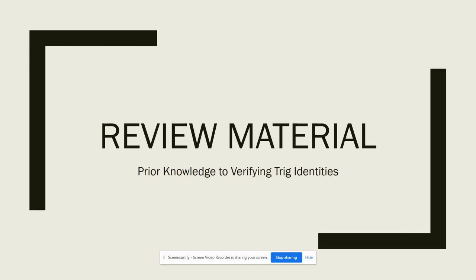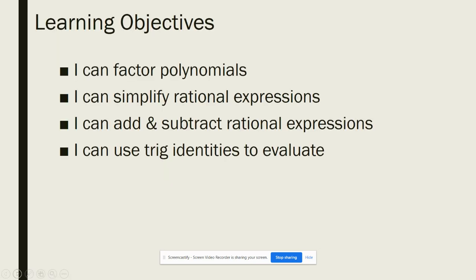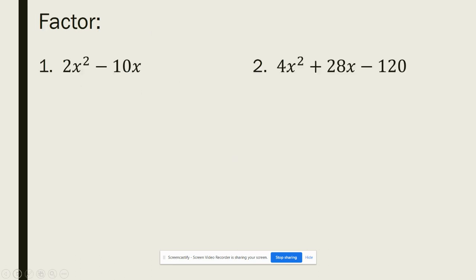Today, we're going to spend our day reviewing some material that's going to help us with this prior knowledge to verifying trig identities. So some of the topics that are going to help us with this are factoring, simplifying rational expressions, adding and subtracting rational expressions, and then just reviewing trig identities, which help us evaluate.